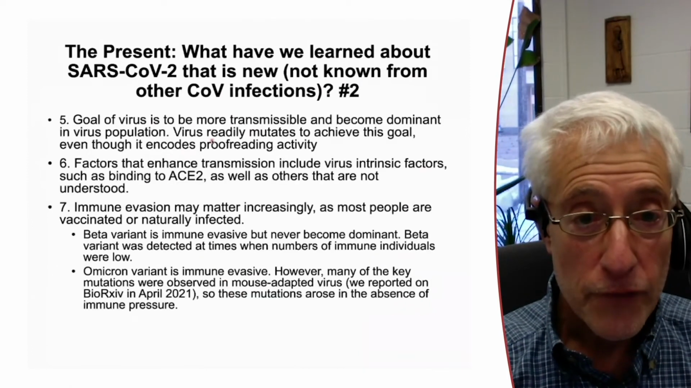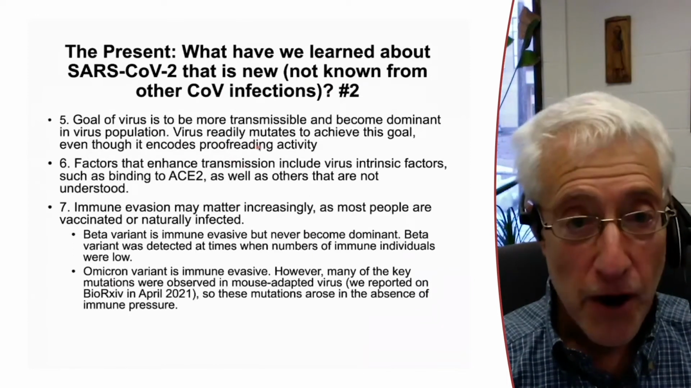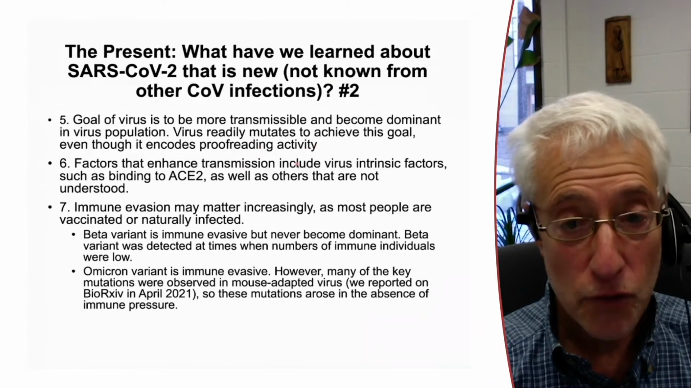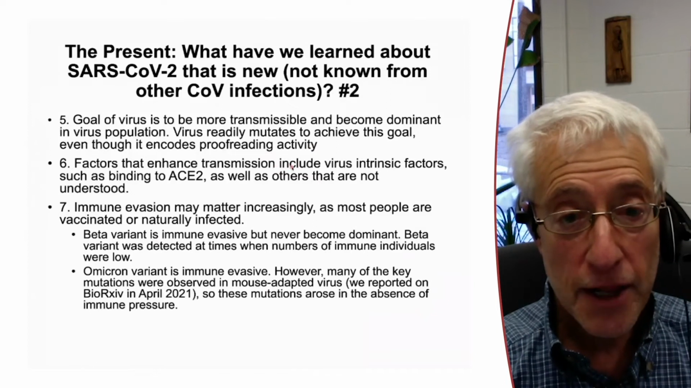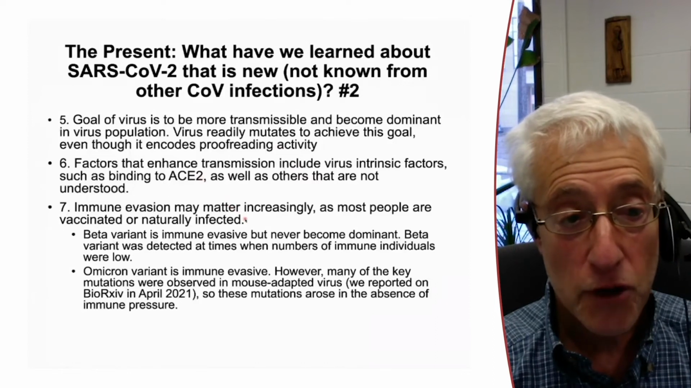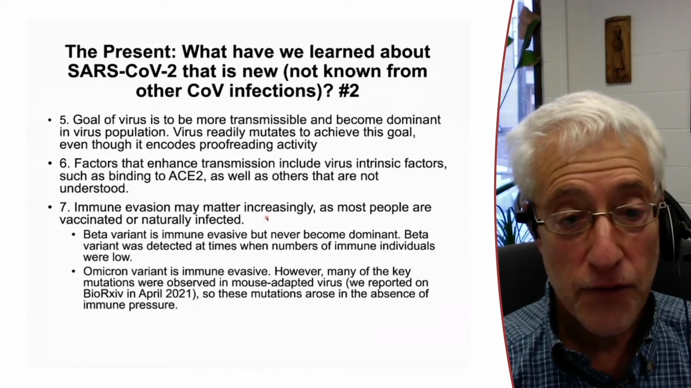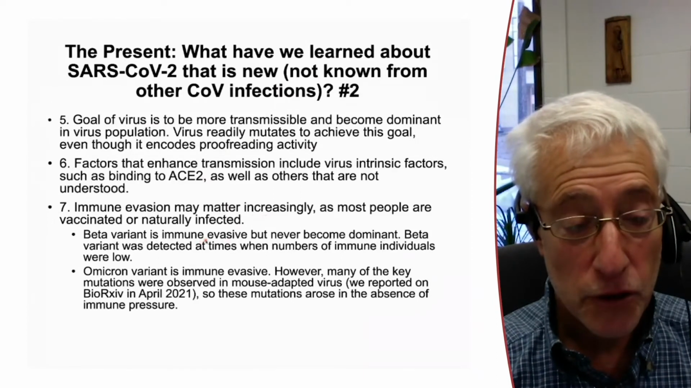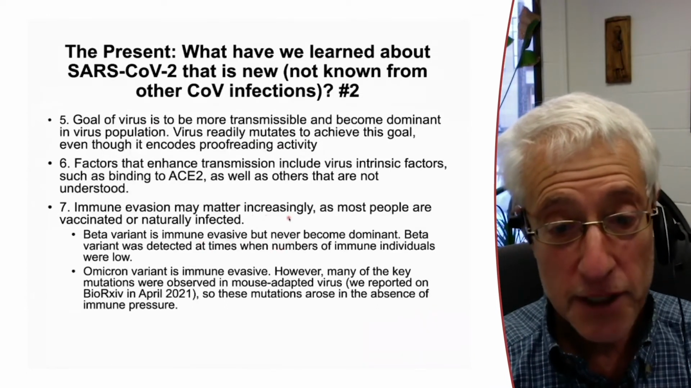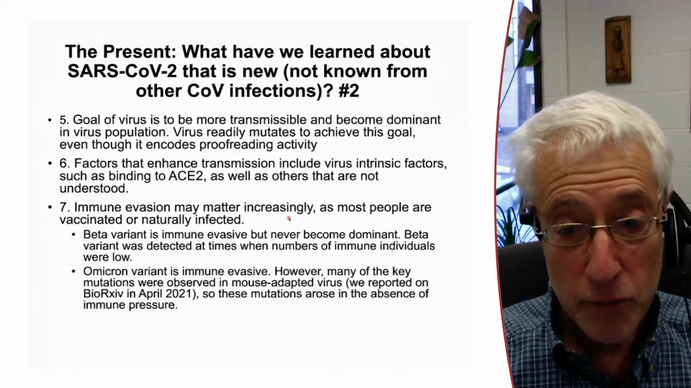So the goal of these viruses, we've learned, is really to be transmissible, and the virus mutates to achieve this goal, and this is the main point of all these variants of SARS-CoV-2, to increase transmission. We know that transmission involves virus intrinsic factors such as binding to the receptor, ACE2, but there are others that are not understood. And we know that immune evasion may not have been important so far in these variants developing, but they will be. So, for example, the beta variant is the most immunoevasive that we have, except maybe for Omicron, and this was detected at times when the number of individuals who were immune was very low. This virus never became dominant.